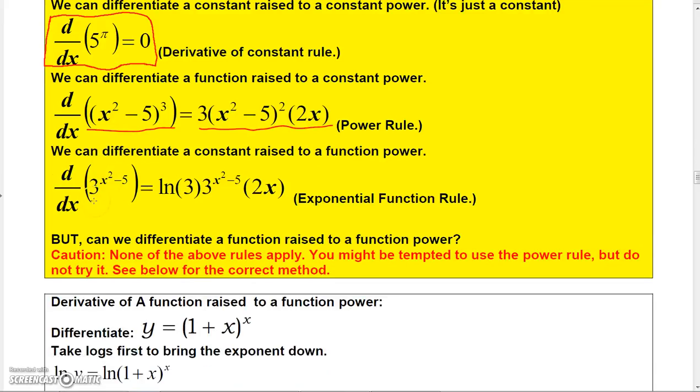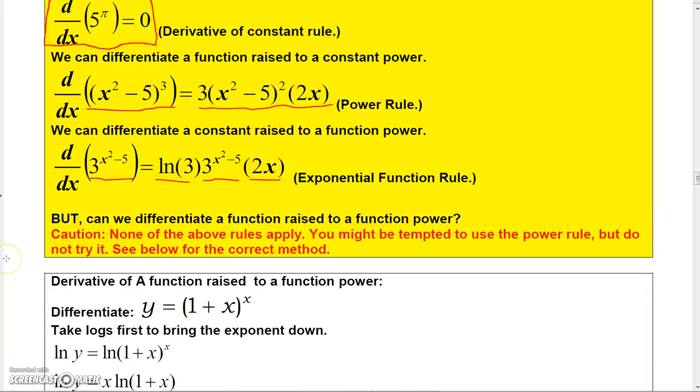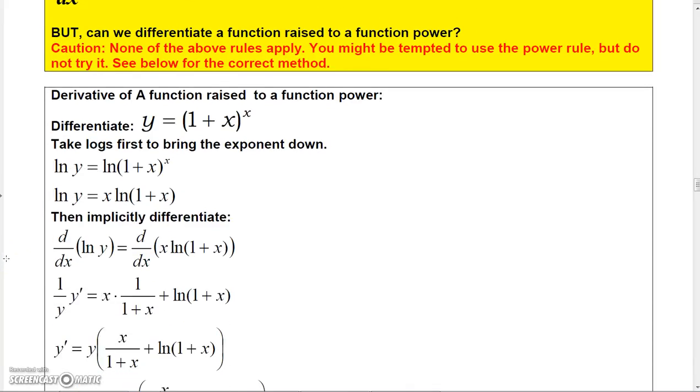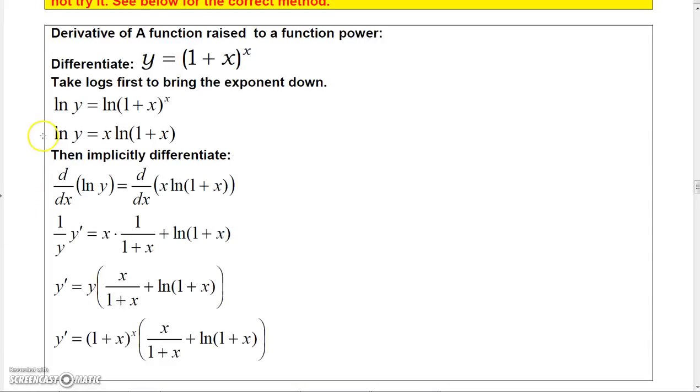We also know how to take the derivative of a constant raised to a function power, because we just saw that rule that if we wanted to take the derivative of 3 raised to the x squared minus 5, that would simply be natural log of 3 times 3 to the x squared minus 5, then times the derivative of x squared minus 5. But what if we had a function raised to a function power? Okay, well, here's how we would attack that.